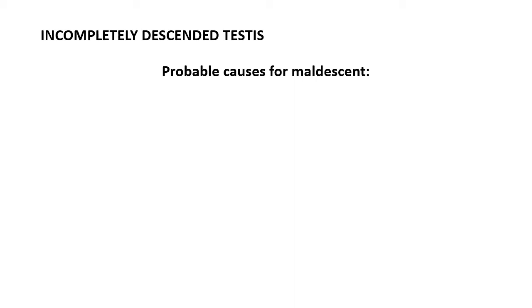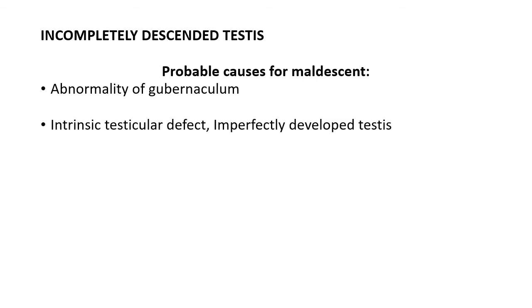Then what can cause maldescent? What are the factors which will prevent the descent of the testes? Probably abnormality of the gubernaculum. If the functioning of the gubernaculum is not proper, that will arrest the descent of the testis. Then an intrinsic testicular defect. That means if the shape or size of the testis is not normal, suppose it is small or it is large, that will interfere with the descent of the testes.